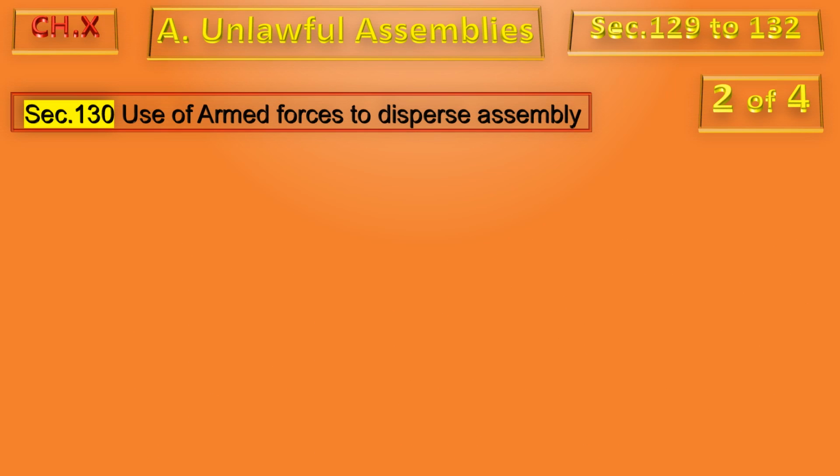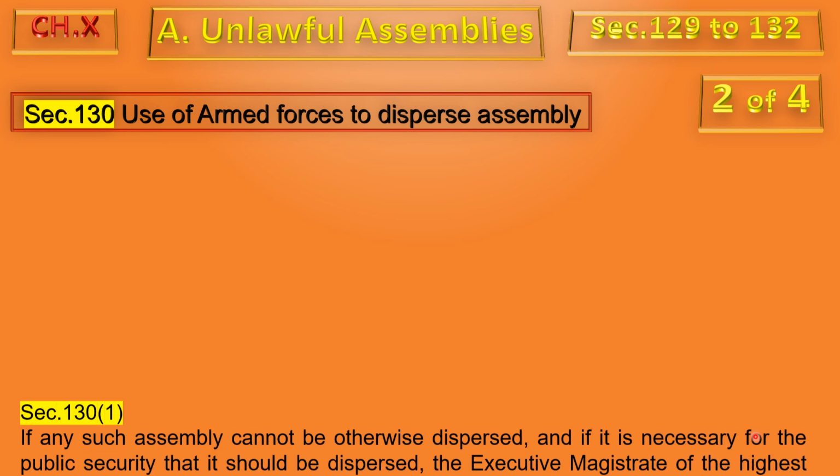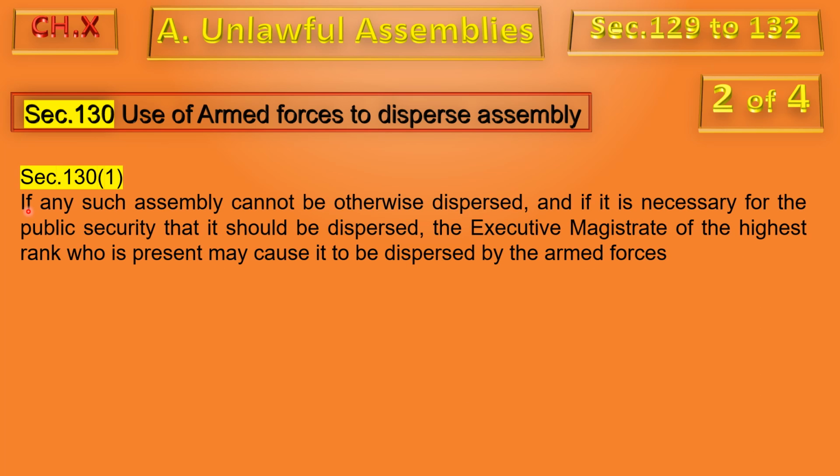Second point of unlawful assemblies is section 130, use of armed forces to disperse assembly. Now let's check what it says. Subsection 1 of section 130 says, if any such assembly cannot be otherwise dispersed, and if it is necessary for the public security that it should be dispersed, the executive magistrate of the highest rank who is present may cause it to be dispersed by the armed forces.